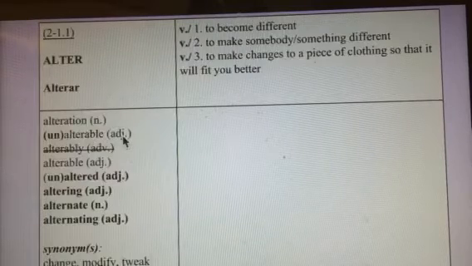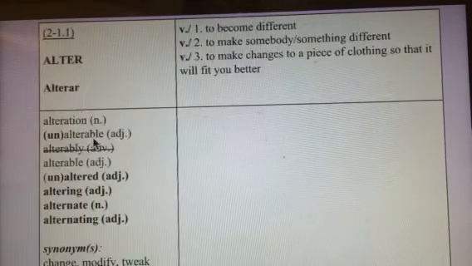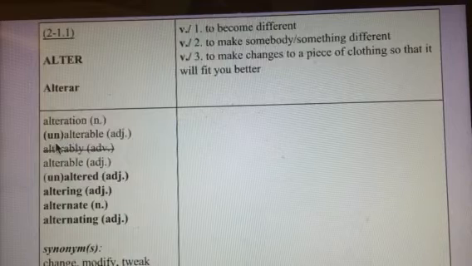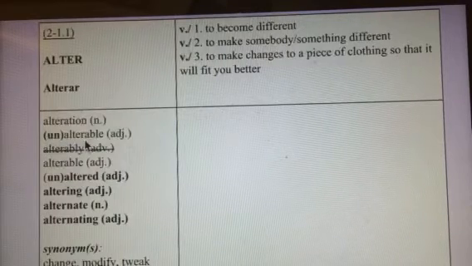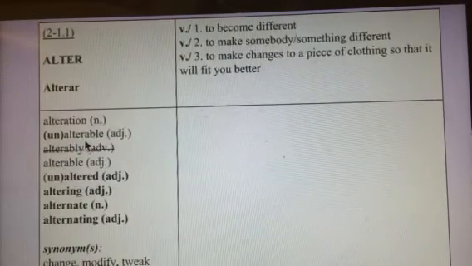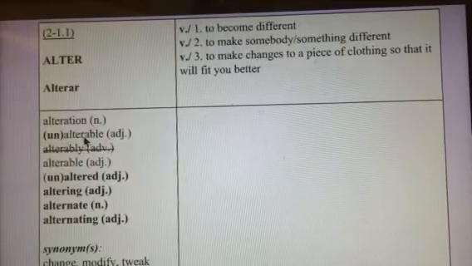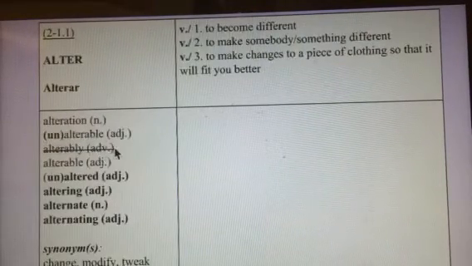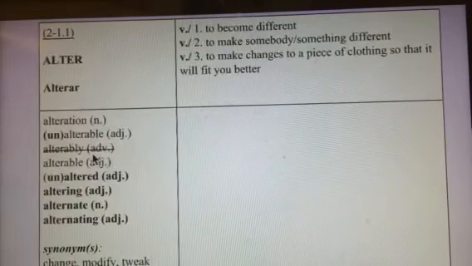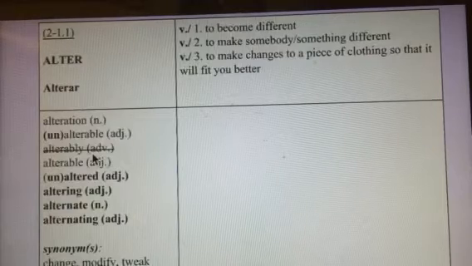Alterable is the adjective form, which means something that can change is alterable, something that can change. Something that cannot change is unalterable. So you might say that the future is alterable. You can still change the future, but your past is unalterable. You can cross out unalterably. That's an adverb form, but it's so rarely used today.